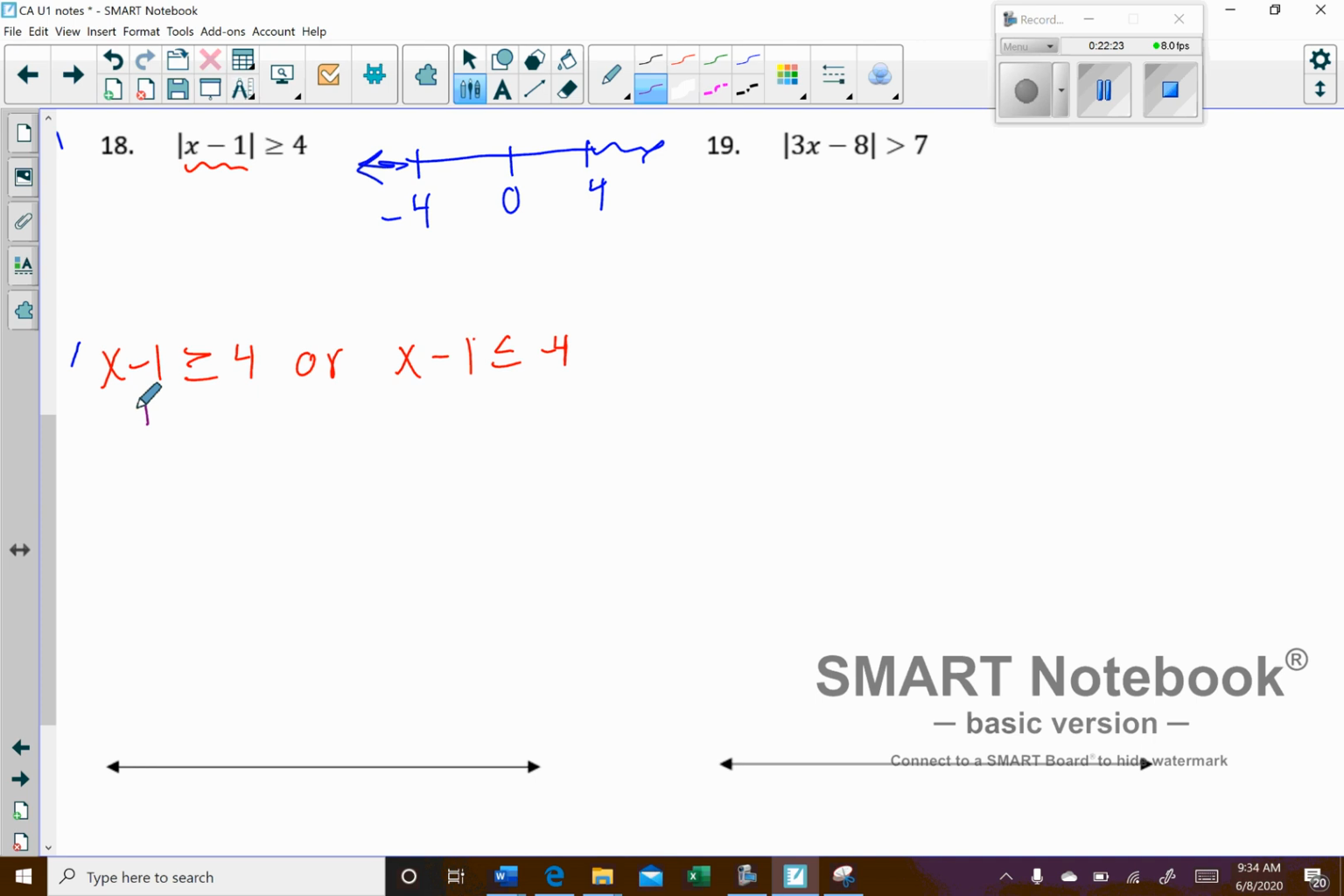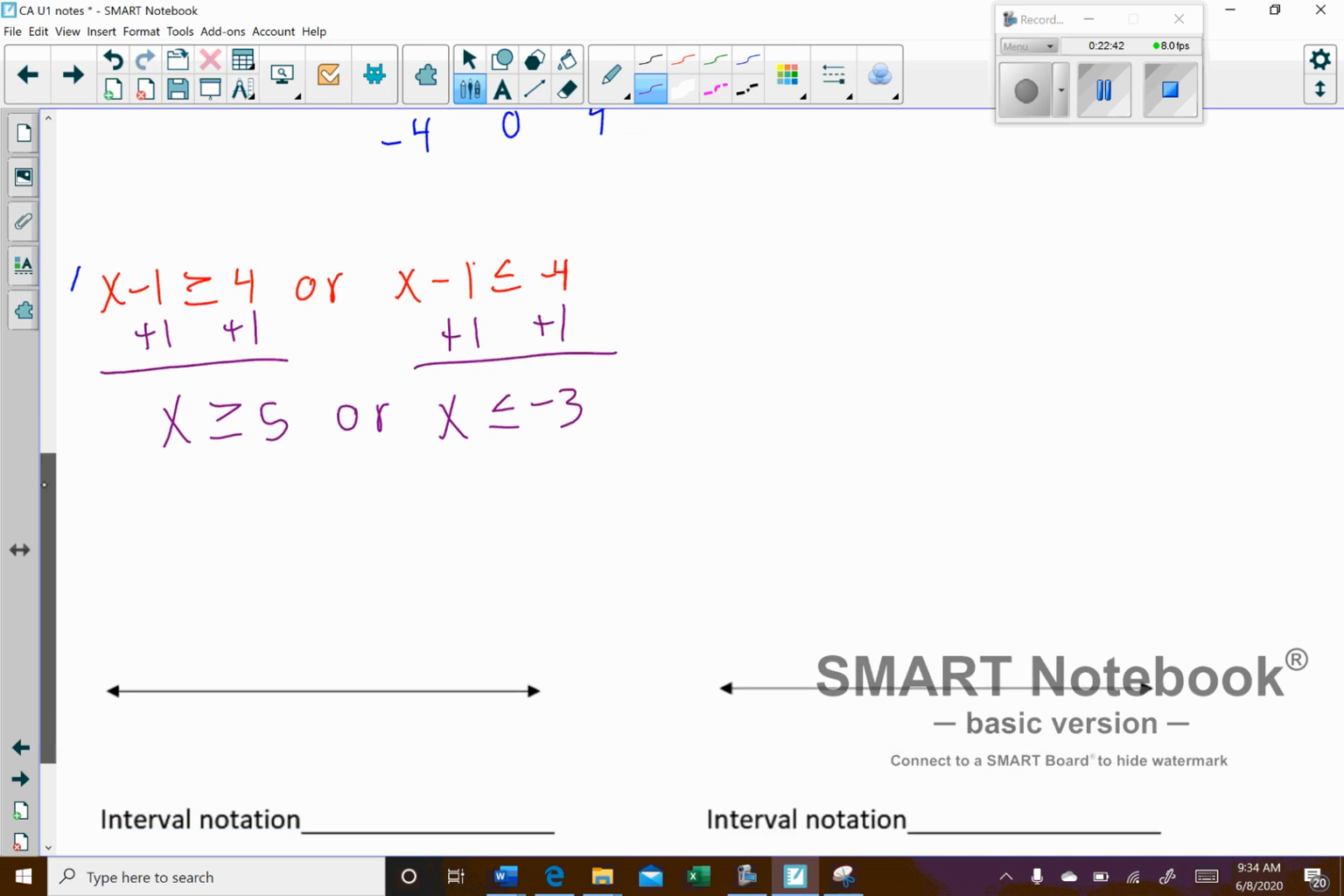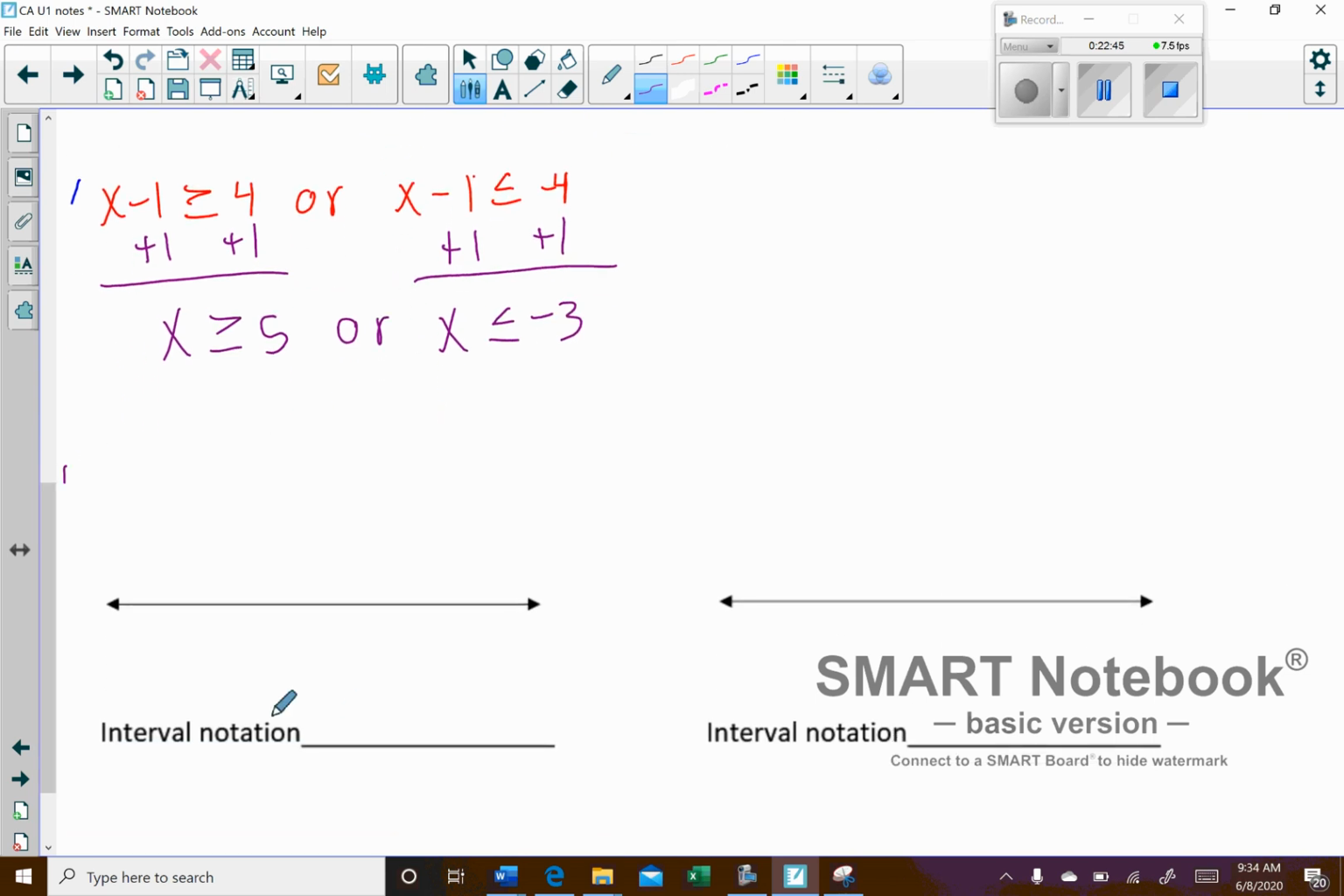On the first one, we'll add 1. We get x is greater than or equal to 5. Or on this other one, we'll add 1, and we get x is less than or equal to -3. Those are our answers, but now we need to put it onto a number line and shade, and then put our interval notation. So x is greater than or equal to 5, or x is less than or equal to -3. I'm going to start with x is less than or equal to -3.